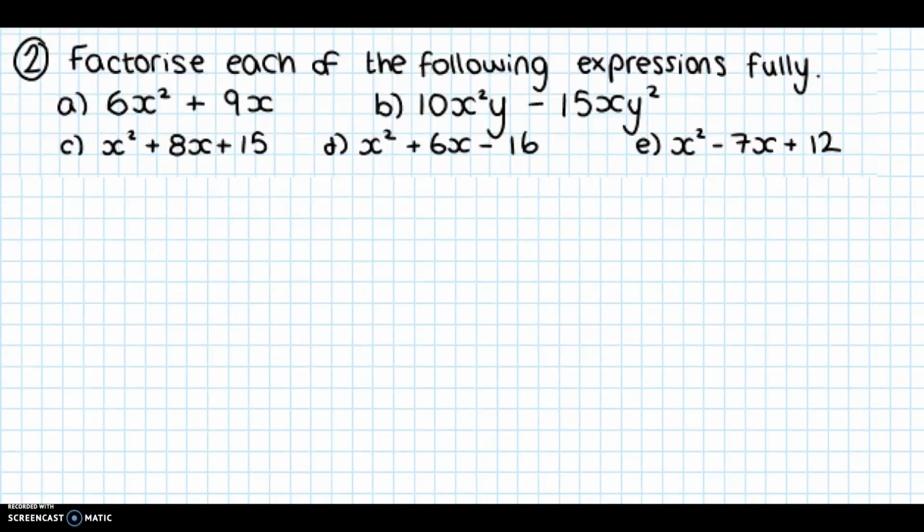Okay, for question 2, parts A and B are just simple factorising. So for parts A and B, you're looking for any common factors that go into both of the terms. So for A, what factors go into 6 and 9? The biggest number that goes into both is 3. And are there any letters that will divide into x squared and x?